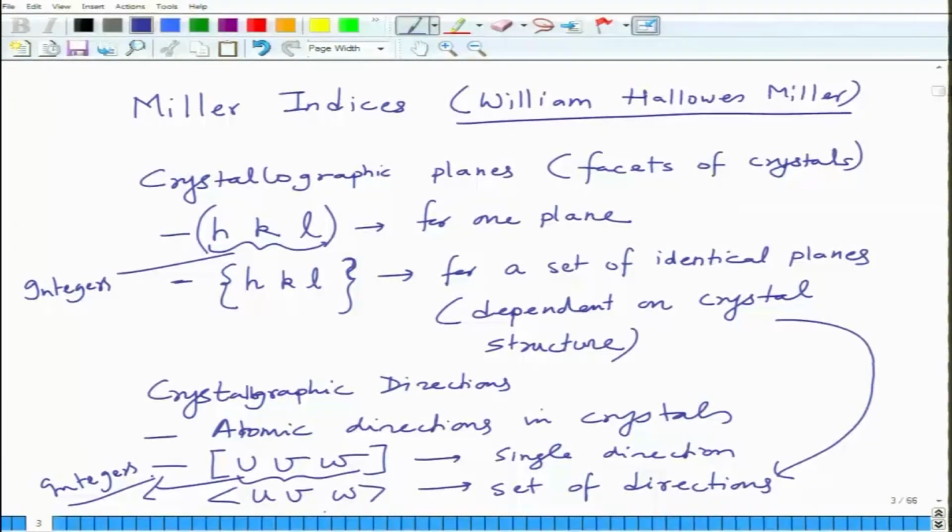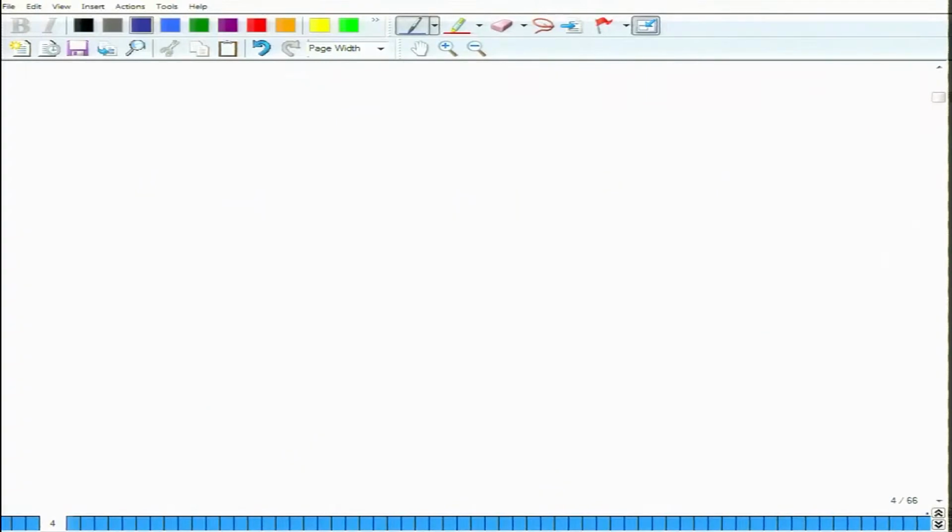They can be written with no restriction on sign; it could be positive or negative. Similarly, this could also be positive and negative. So they could be both positive and negative, but they are integers, they are not fractions. Now, let us first see the plane thing.